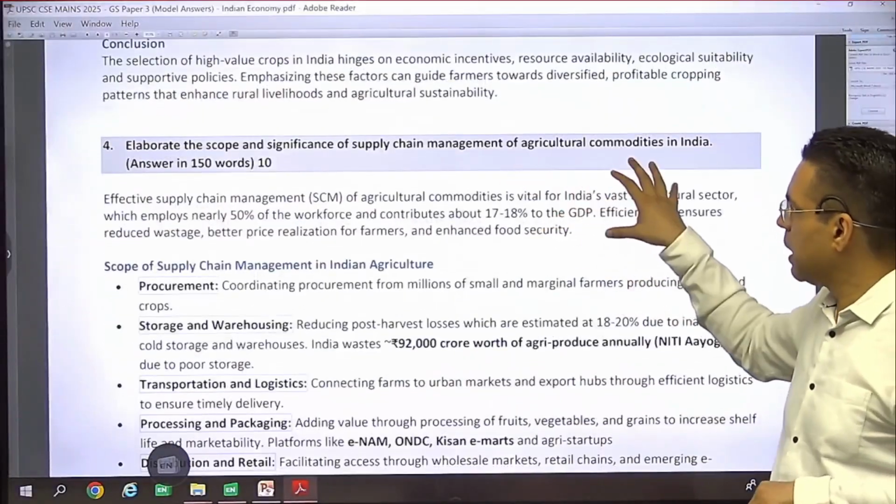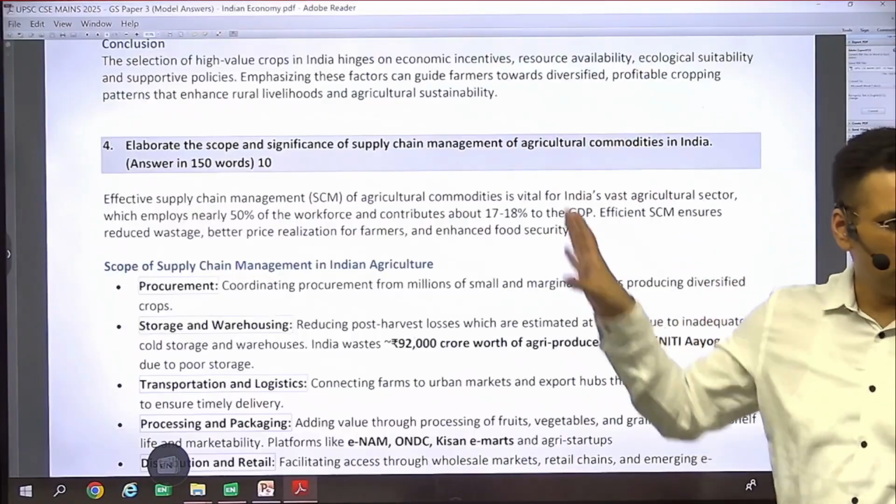Then scope of supply chain management. Now these are static topics. Directly the syllabus has been picked up and put in. You have notes ready on them, you have to write here.